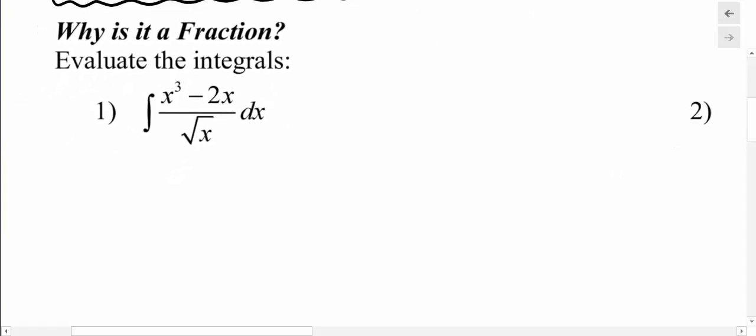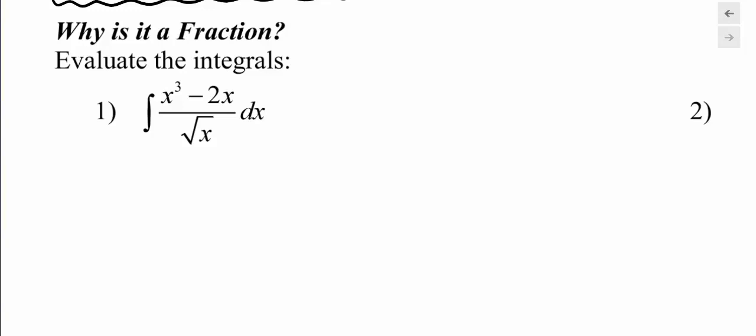And primarily, we're going to be dealing with indefinite integrals because we're really more concerned with, again, why is it a fraction, and then the evaluation of how we figure out what that antiderivative would be. So we're not only going to antidifferentiate these, but we're also going to answer the question, why is it a fraction, or what are we supposed to do with it?